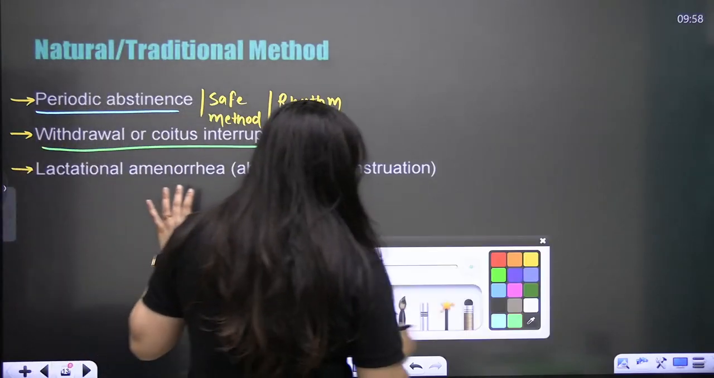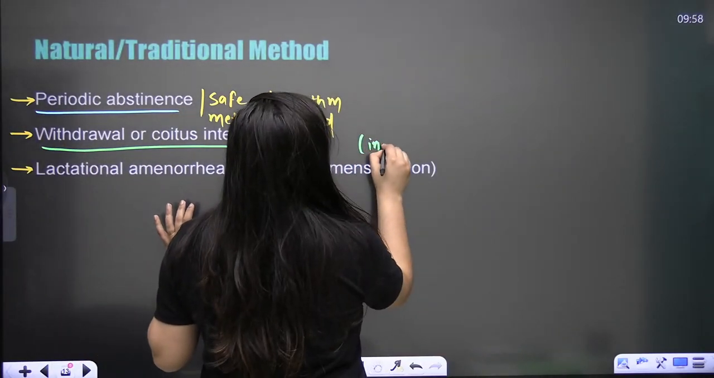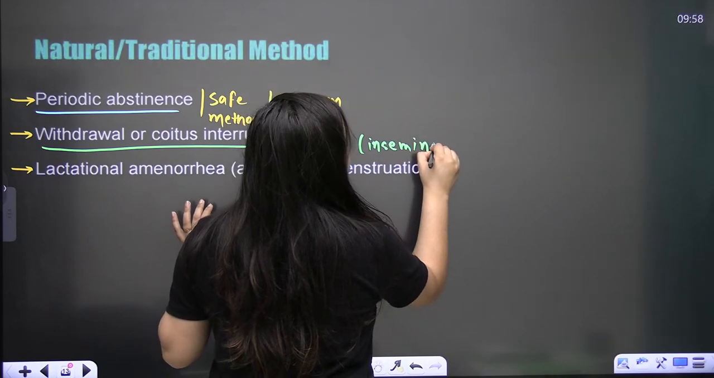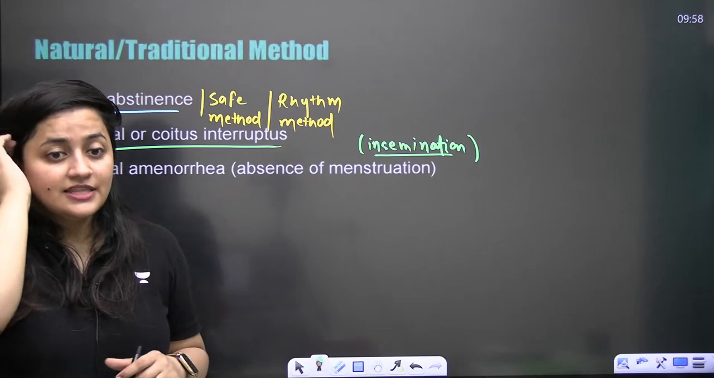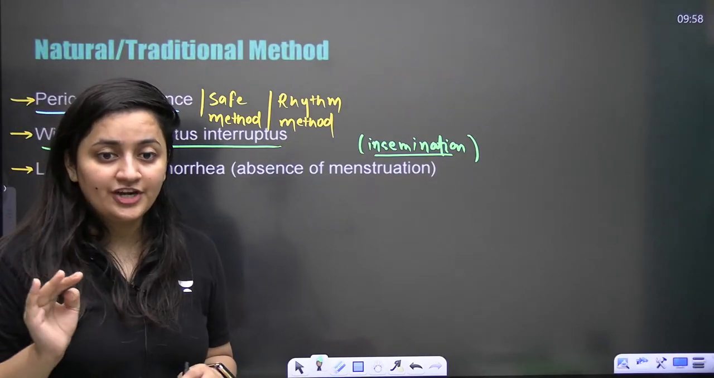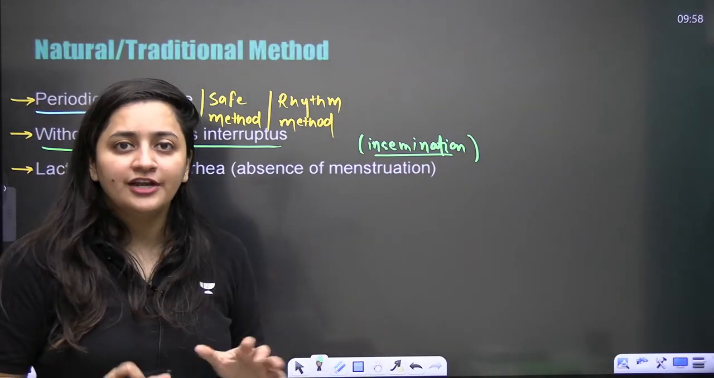Remember, do you remember about insemination? I told you about insemination. It is the transfer of male gametes in the female genital tract. That is the insemination. I told you about it.